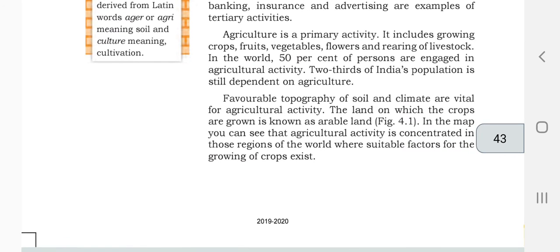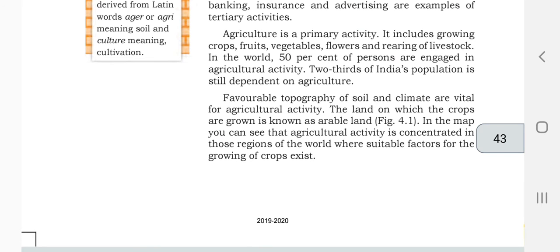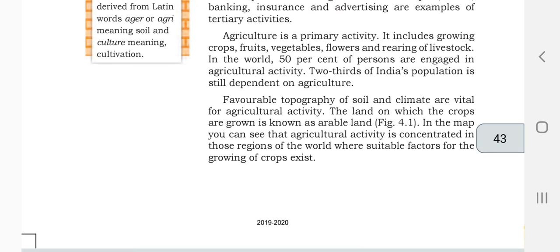Favorable topography of soil and climate are vital for agricultural activities. Topography means the surface of the area, the earth's surface, and whether it is suitable for agriculture or not. That also affects the production of vegetables, fruits, whatever we cultivate. The land on which the crops are grown is known as arable land. It is land very suitable for the growing of plants. It should provide everything: water, air, and good moisture in the soil. Then only will it grow well.